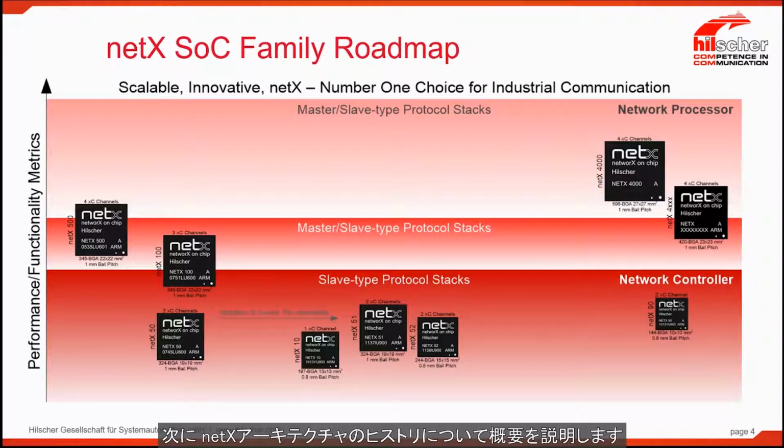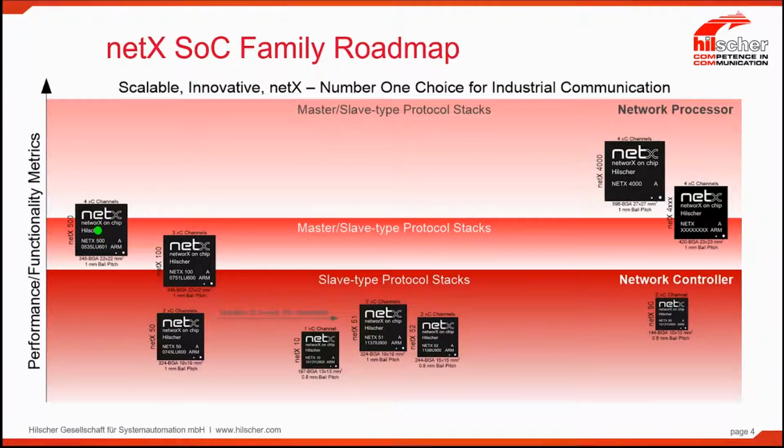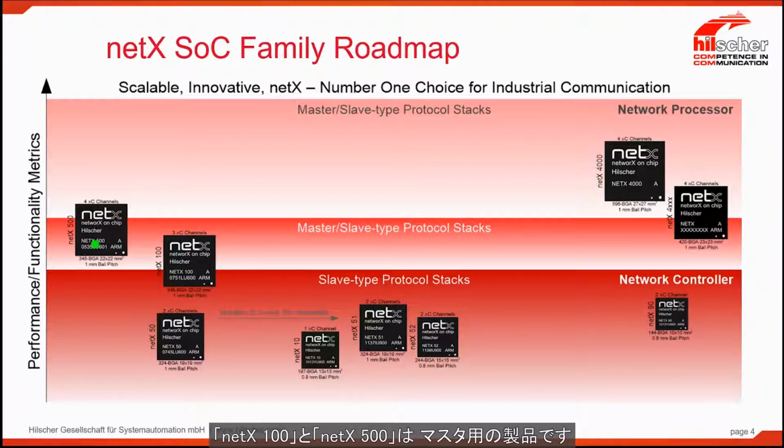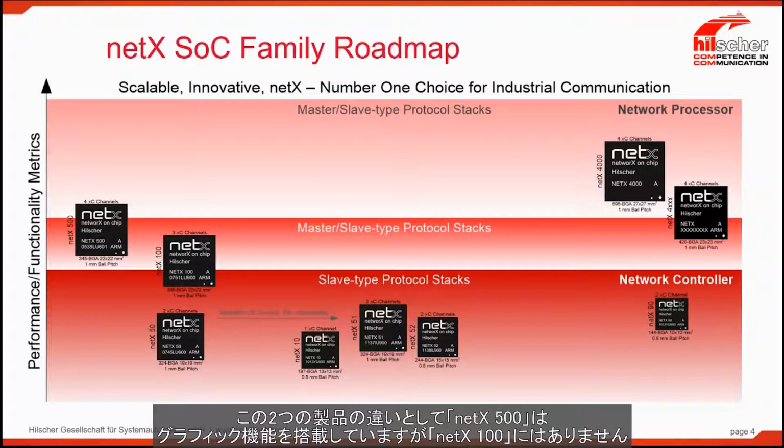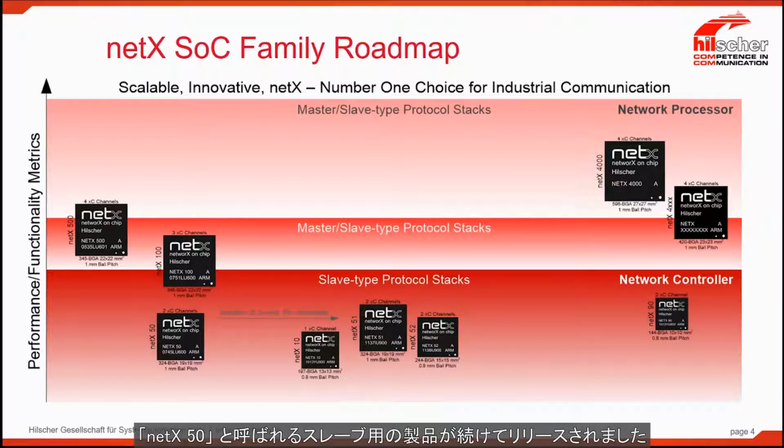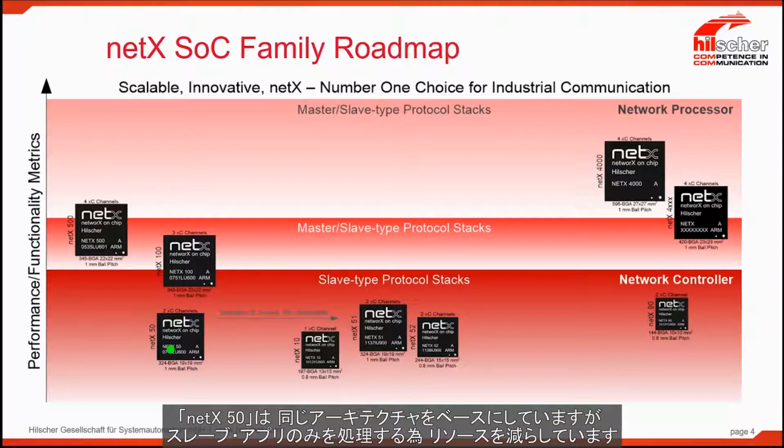Let's talk a little bit about the history of the netX architecture. The first product that was developed with the netX architecture was the netX 500 and later followed by the netX 100. The 100 and the 500 are master class devices. The difference between the two is that the netX 500 has some external graphics capabilities that the netX 100 does not have. These parts were followed very quickly by a slave class device called the netX 50. The netX 50 is based on the same architecture but has reduced resources to handle only slave applications.